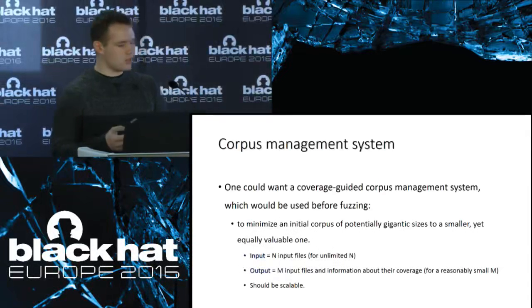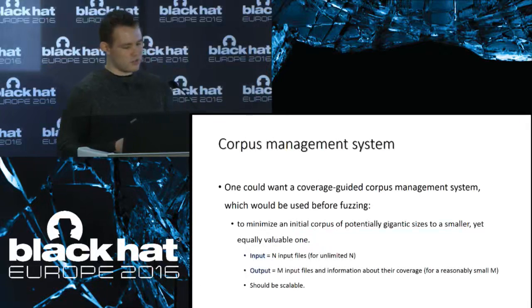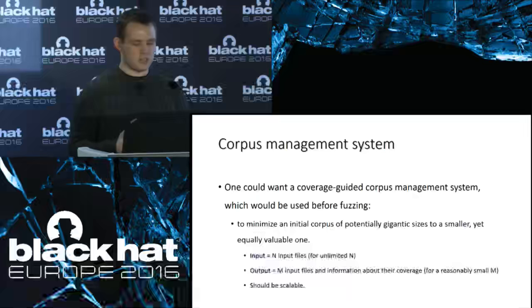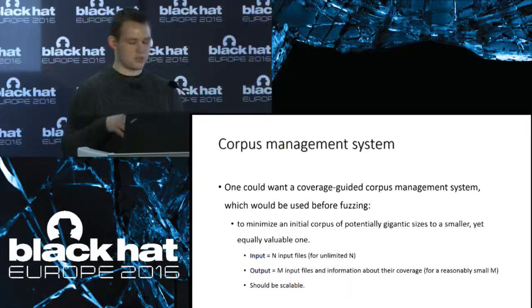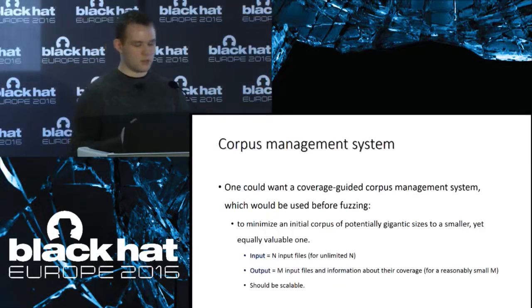So let's assume that we would like to have a system for coverage-guided corpus management, which would have the following properties. First of all, it would be able to minimize an initial corpus of potentially gigantic size to a smaller one that is equally useful. So on input, we would have n input files, and on output, we would have m input files and information about their code coverage. And of course, this should be scalable.